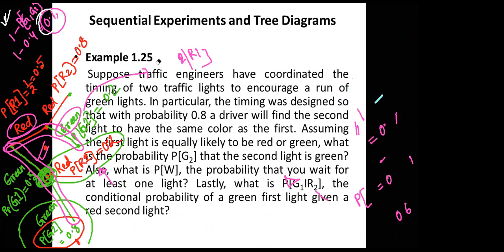Sir, we have already solved the G1 R2, isn't it? Yes, sir, because the first one is green and the second one is red. So we have already drawn the tree. So the probability should be 0.2, right? Which one? The P of R2 in the green branch. 0.2. Yes.